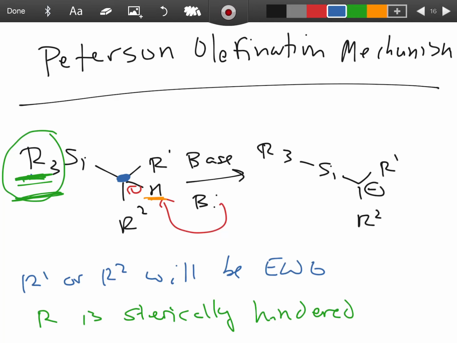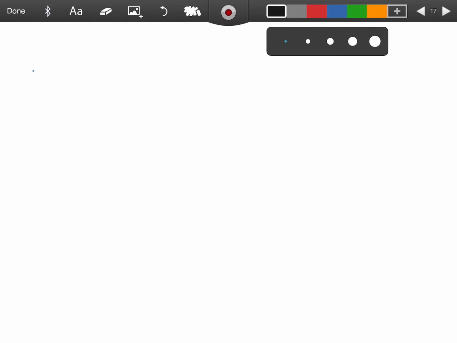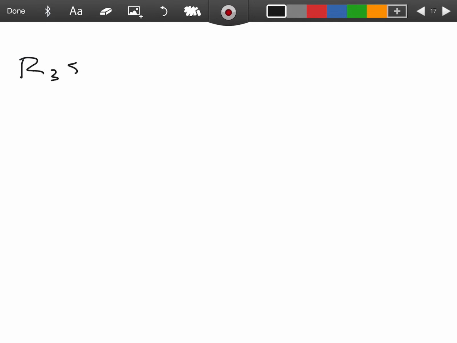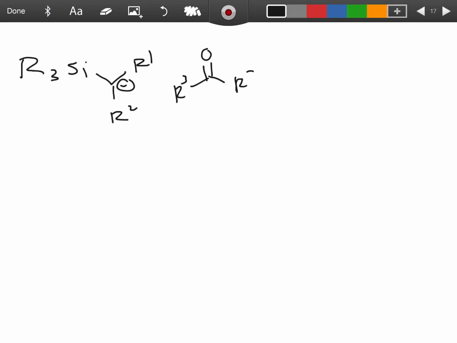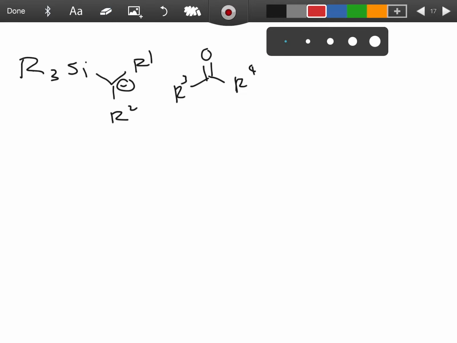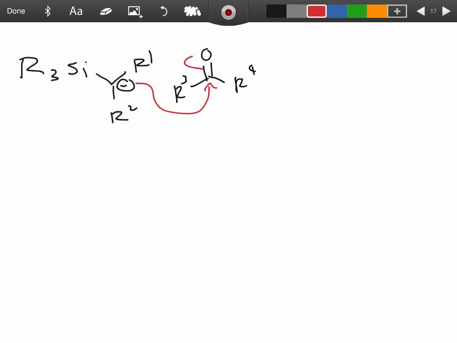All right, so then you're going to add this R3 silicon anion. We're going to add this to our aldehyde or ketone. I'm actually going to draw this not like an idiot. There we go. Right. Did I actually number correctly? There we go. So we're going to add that, do a 1,2 addition to that.